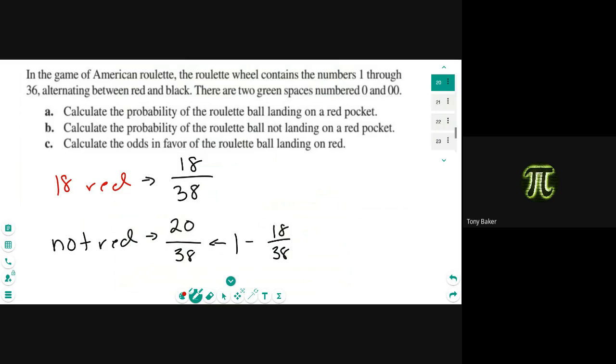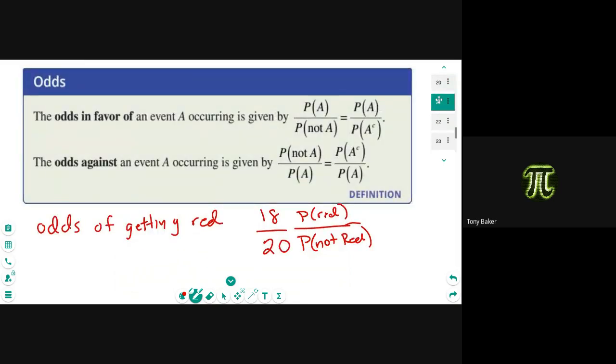What are the odds against of getting a green? So what are the odds against of getting a green? So how many are not green? 36. How many are green? 2. So the odds against of getting green are 36 over 2, or 18 to 1.